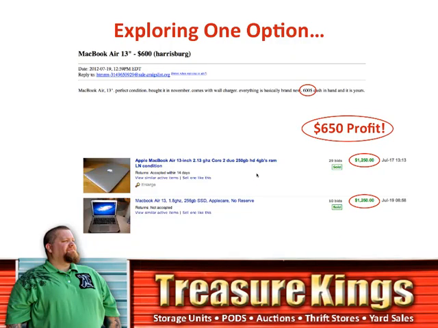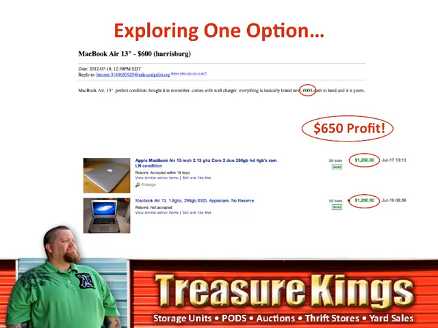Now check this one out. I love this one when I saw it earlier today. So here's a guy, perfect condition, MacBook Air, 13-inch, bought it in November. Basically everything is brand new, $600 cash in hand, and it's yours. These things are selling all day long on eBay for $1,250. All day long. So $650 profit, boom, just like that. Buy it in the morning, get it up on eBay, and there you go. So I think that's a pretty awesome example as well.